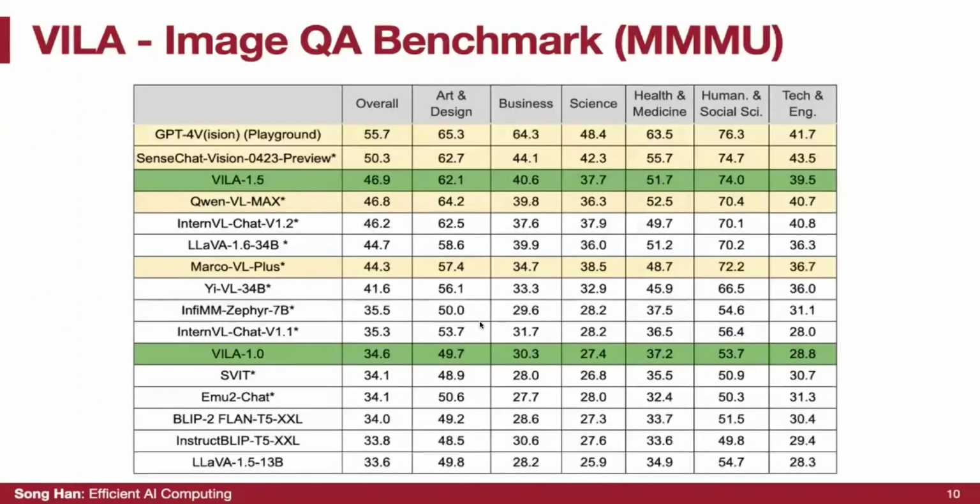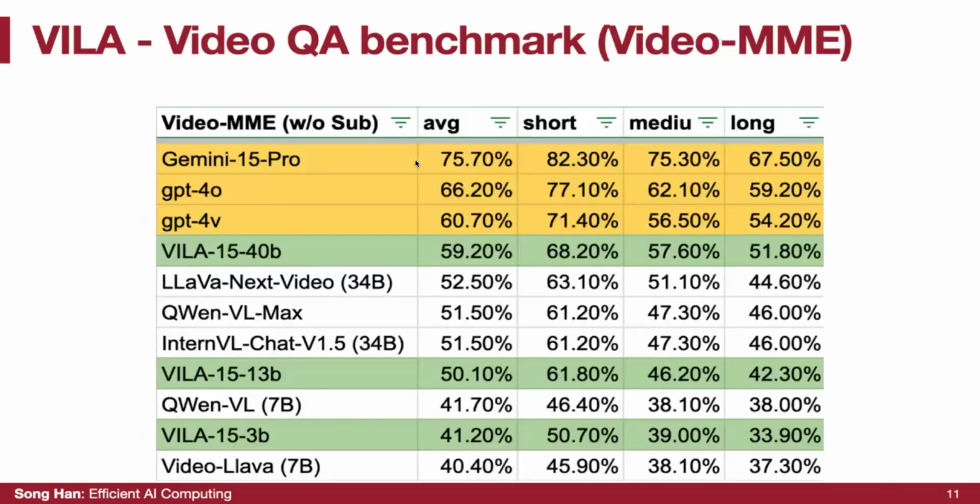On the MMMU benchmark, on the test set, it is currently the best one in the open source category. The yellow parts are closed source, and the blue-green is ours. The white ones are the open source ones, and this is the overall score. There's a new video QA benchmark, Video-MME. We also rank pretty top among the open source models, but it's behind Gemini, GPT-4o and GPT-4V, though not too far.